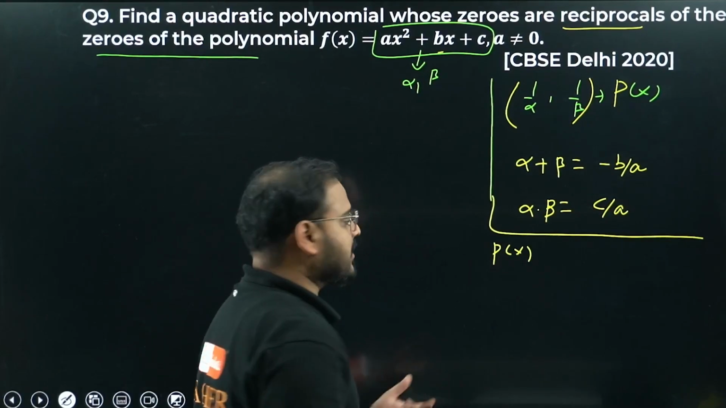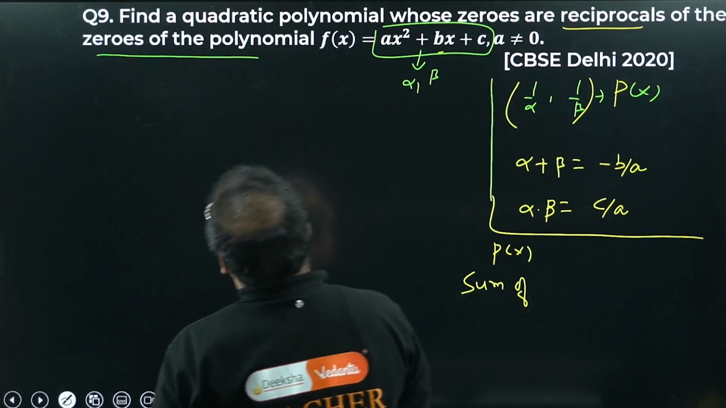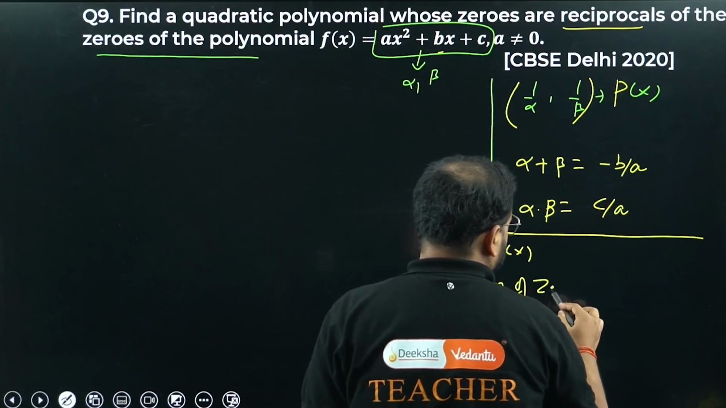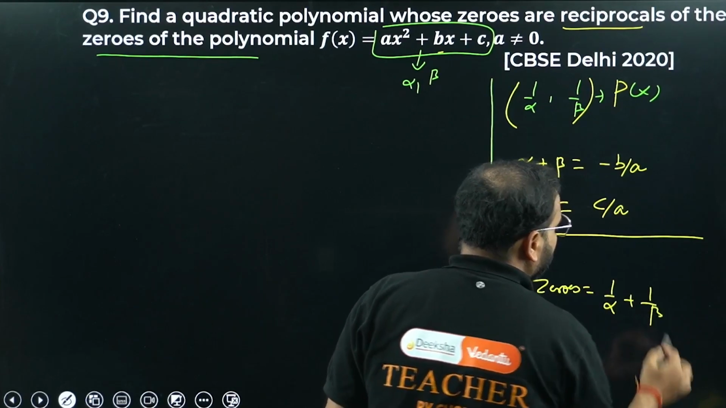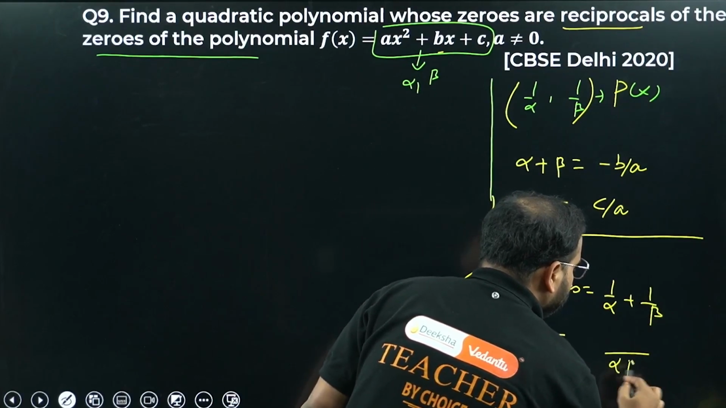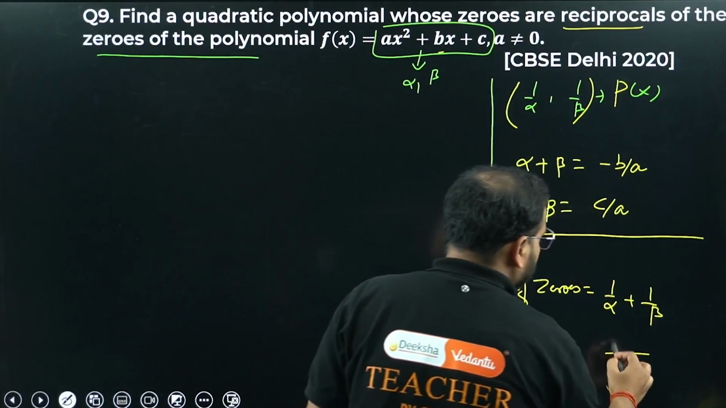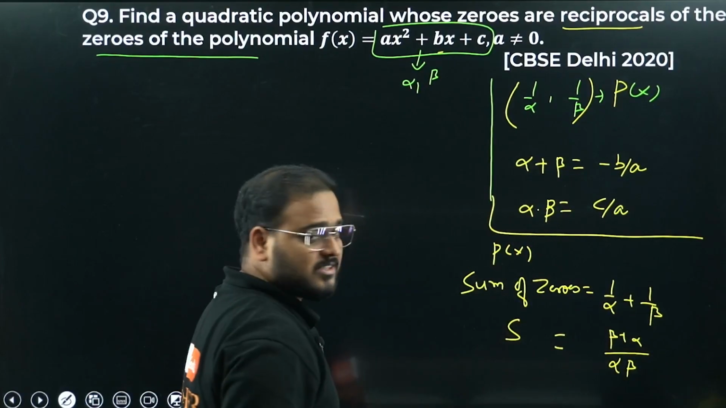For this polynomial, what is the sum of zeros going to be? 1 by alpha plus 1 by beta, right? Can we add it? Please check. LCM is what? Alpha beta in the denominator. What's this going to be? Beta plus alpha. Let's call this sum S.